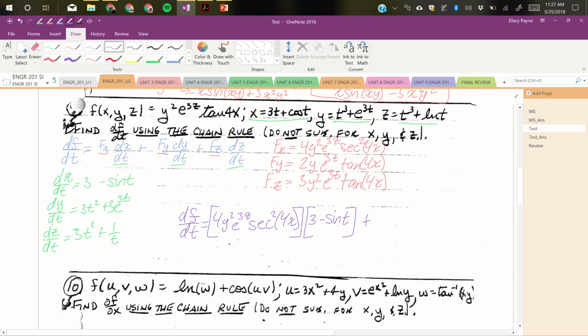Now plus fy, which is 2y e to the 3z tangent 4x, times dy/dt, which is 3t squared plus 3e to 3t. Now I'm running out of space, so I'm going to write down here below. Plus fz, which is 3y squared e to 3z tangent 4x.